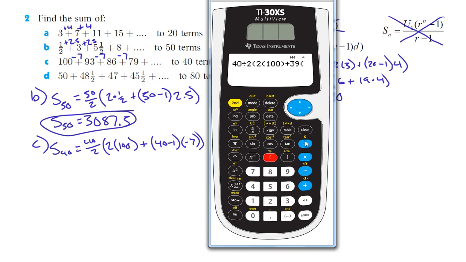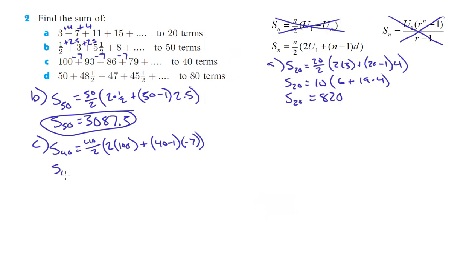Sorry, I should have put parentheses over there just to be accurate. Let's see, 39. Close the parentheses, start another parentheses, negative 7. And then double parentheses to close. Hit equals negative 1460. So the sum of the first 40 terms all added together is going to be negative 1460.